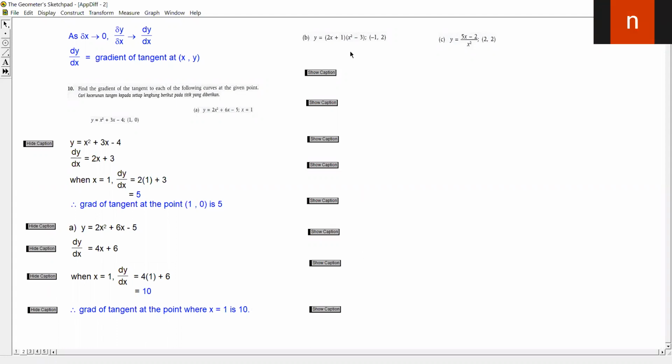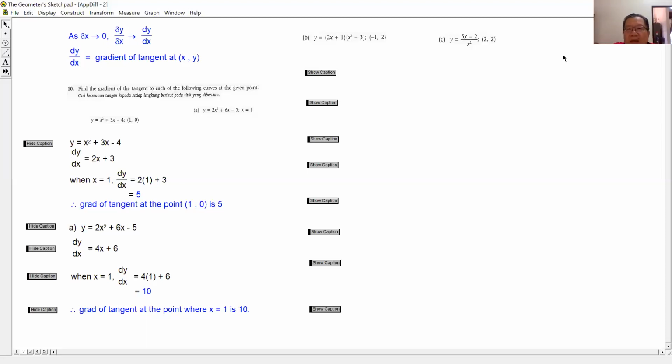Now, we come to the next two questions. These two questions are the same, but the way you differentiate is different. One, you need to use the product rule, and the other one, you need to use the quotient rule. Can you still remember the product rule and quotient rule? Yes, sir. So I ask you, part B, what rule you use? Product rule. Yes, product rule.